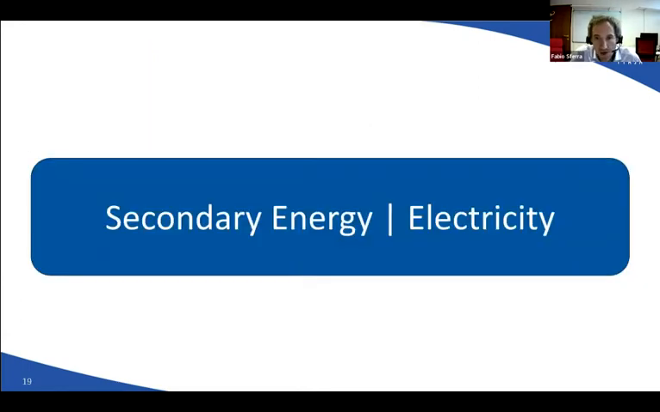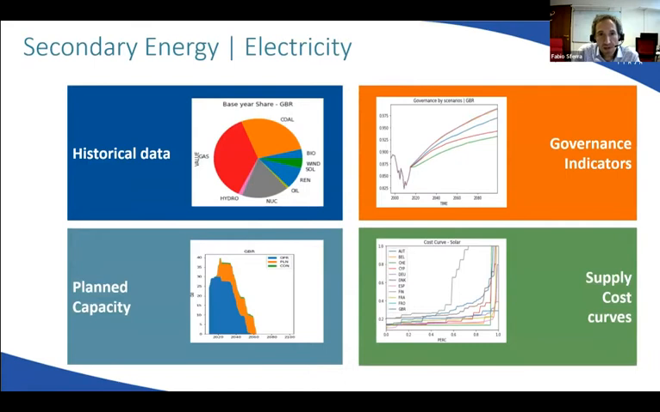Then I would like to show you how we downscale the secondary energy electricity, the electricity mix. For doing that, we are not just looking into the historical data, but we are also looking into additional criteria. For example, we use the governance indicator developed by Marina Andrijevic and co-authors. We also use supply cost curves for the downscaling of solar and wind technologies.